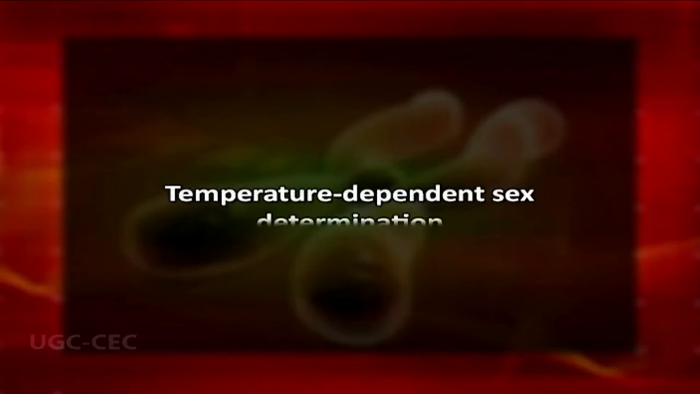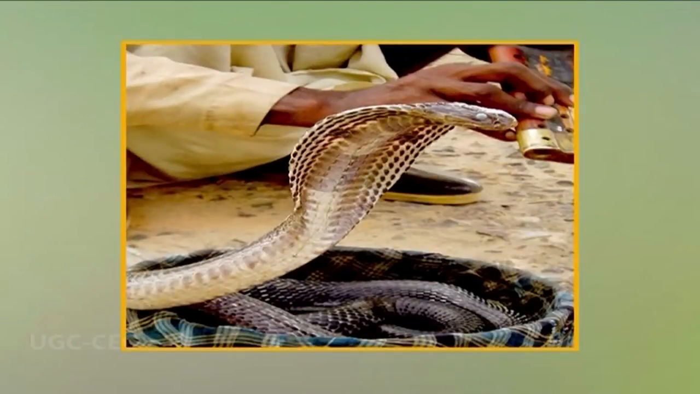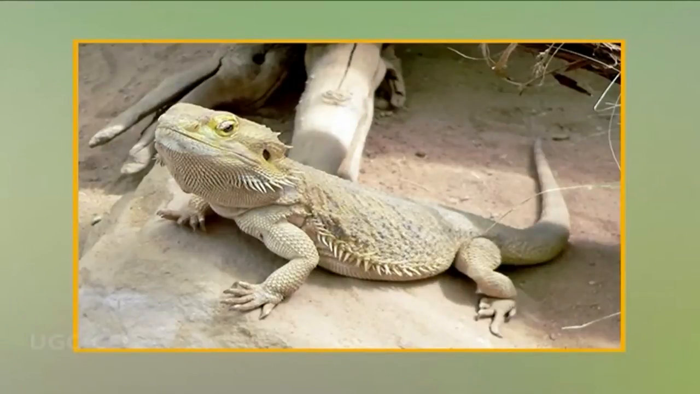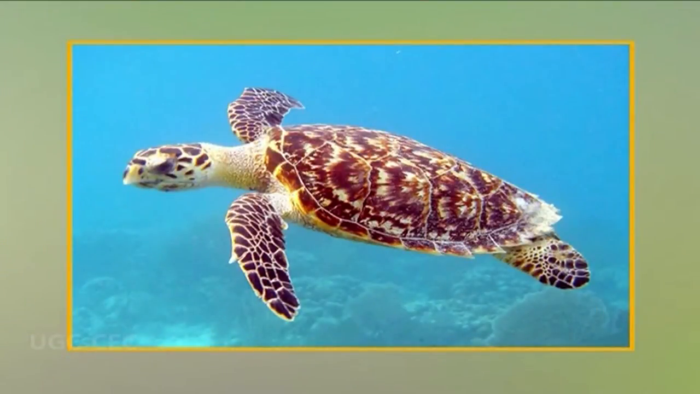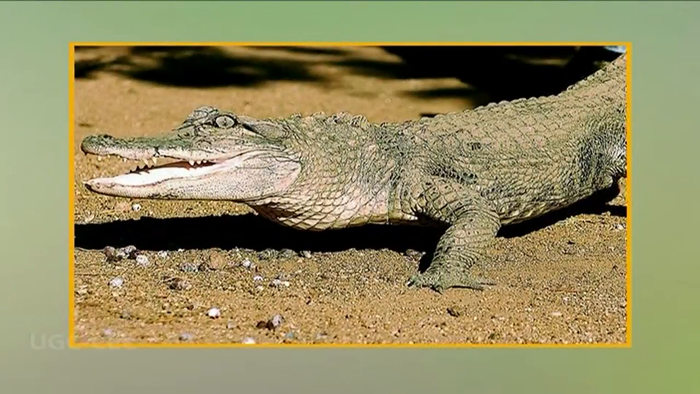Now, let us discuss temperature-dependent sex determination. While the sex of most snakes and most lizards is determined by sex chromosomes at the time of fertilization, the sex of most turtles and all of the species of crocodilians is determined by the environment after fertilization. In these reptiles, the temperature of the eggs during a certain period of development is the deciding factor in determining sex, and small changes in the temperature can cause dramatic changes in the sex ratio.